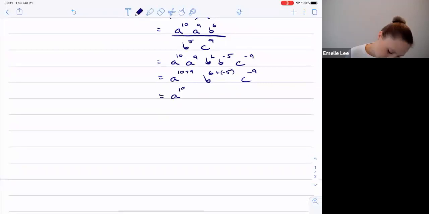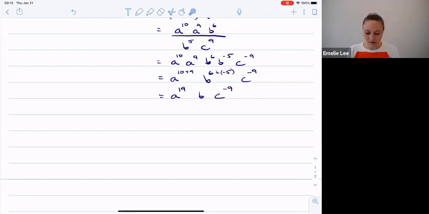Simplifying here, a to the power of 19, b to the power of 1, which I'm just going to skip the 1, 6 minus 5 is 1. And then c to the negative 9. This c, I haven't actually done anything with. I moved it upstairs and then it just hung out. So that's what I meant by I kind of added a step there by bringing it upstairs. But I just think it's nice to have them all on the same line.